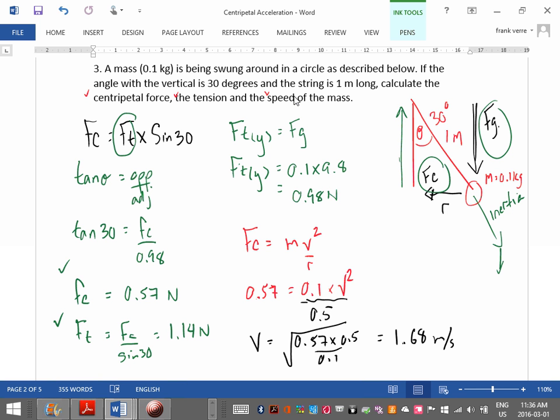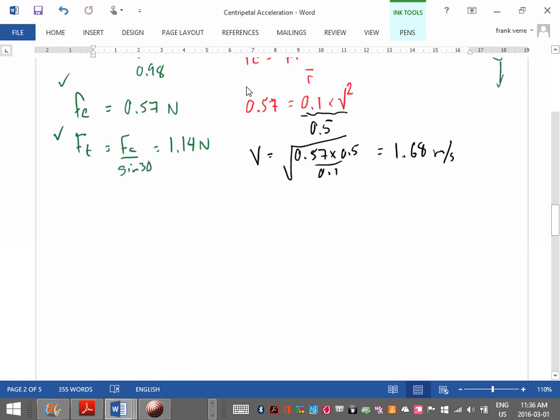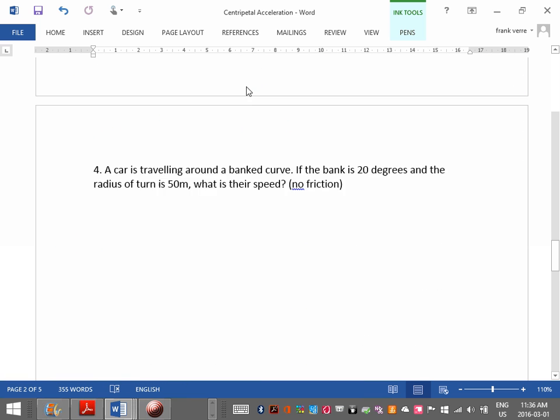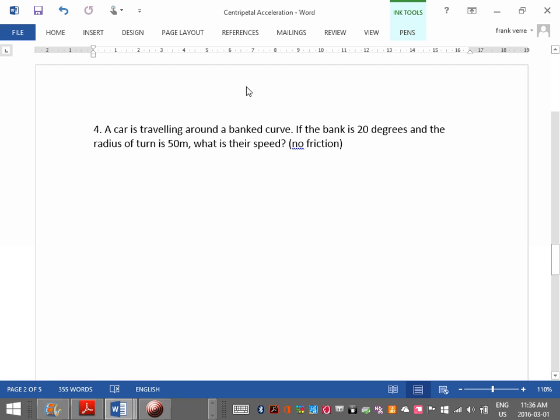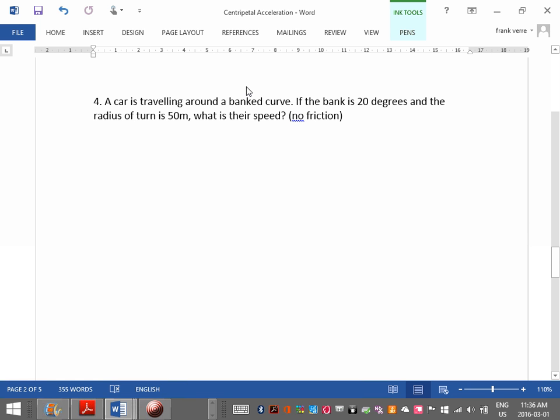Alright. So, that's an example of centripetal acceleration and force using mass that's rotating around some vertical point. Okay? So let's look at a banked curve question. For those of you who are going to be driving, this could be relevant to you. Now, the first scenario I'm going to give you has no friction in it. So this first scenario is a car going around a bank. Now, what does a banked curve mean?